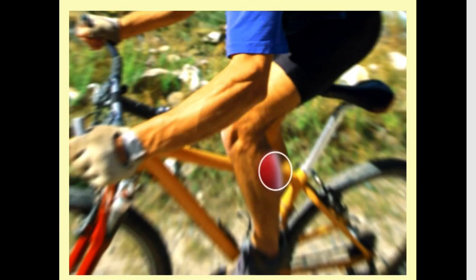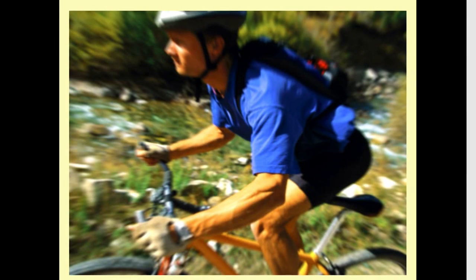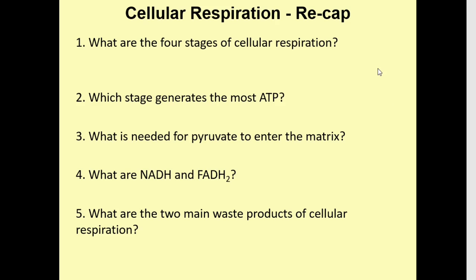That ATP can power a biker up the trail, or it can power your brain cells as you learn challenging biology topics. So let's, as always, finish with a quick recap. I've got 5 questions here. As always, I'll read through the questions first. Then we can pause for a bit, give you a few minutes to answer the questions, and then we'll go through the answers together. So question number 1, what are the 4 stages of cellular respiration?